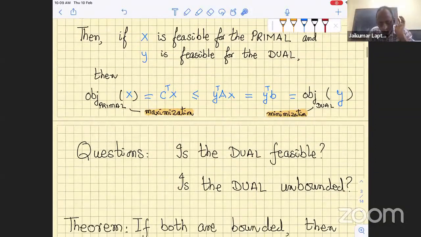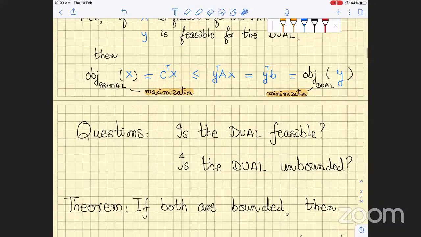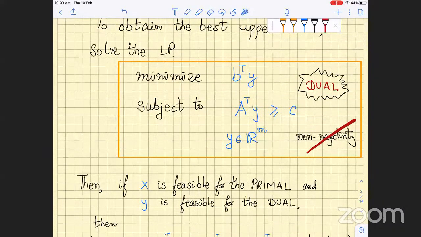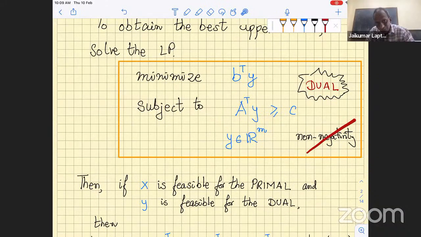Is that roughly what you're asking? Yes, the simplex steps, can we revert them? That's right. Instead of solving the primal, you could solve the dual. The dual might come out to be unbounded, might come out to be infeasible, or it might come out with an optimum solution. If it comes out with an optimum solution by the simplex method, that optimum is also the optimum of the primal.